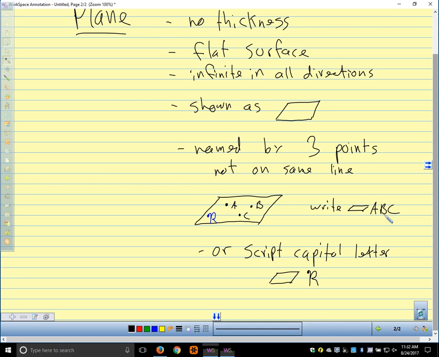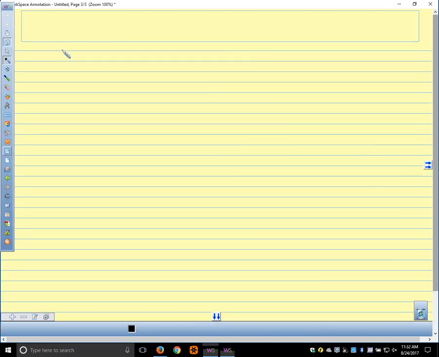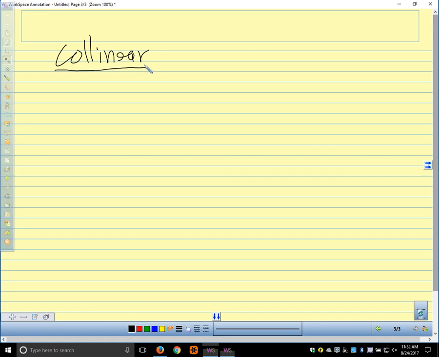All right, so those are our 3 undefined terms. The next 2 are pretty easy. Collinear. Who can help us out with what collinear means? Some of you can read it off your graphic organizer. Yeah. Points on the same line. That's all collinear means. So if we have a line that's supposed to be straight, all these points, we would call those collinear points. They're all on the same line.